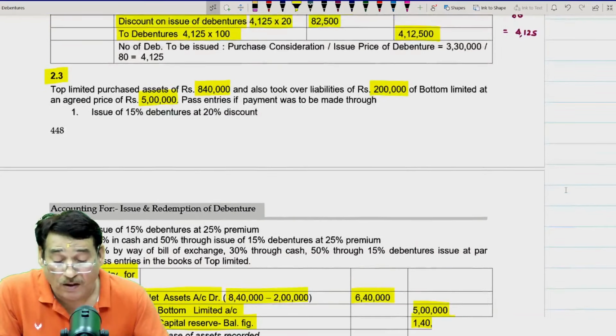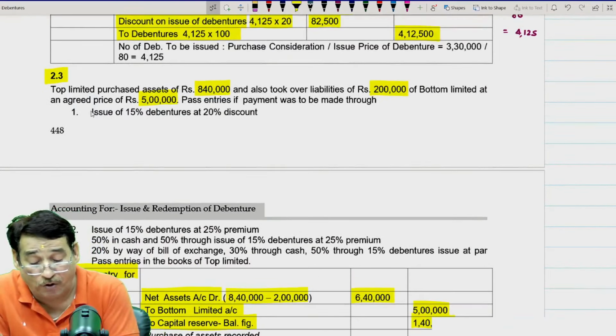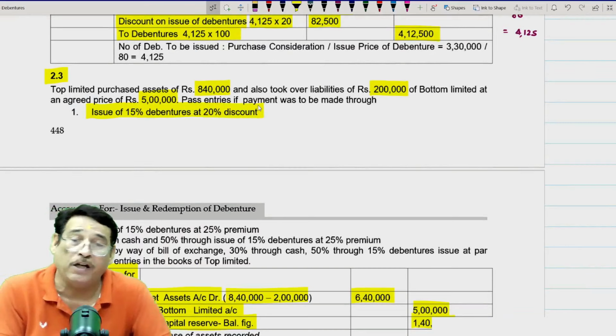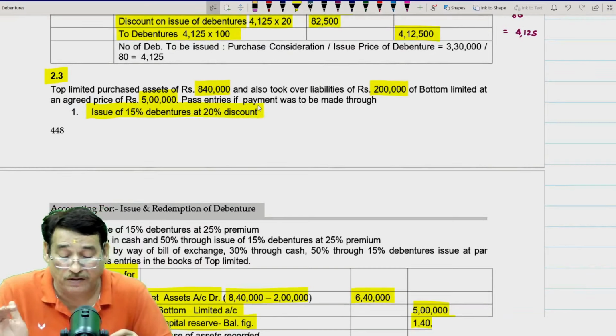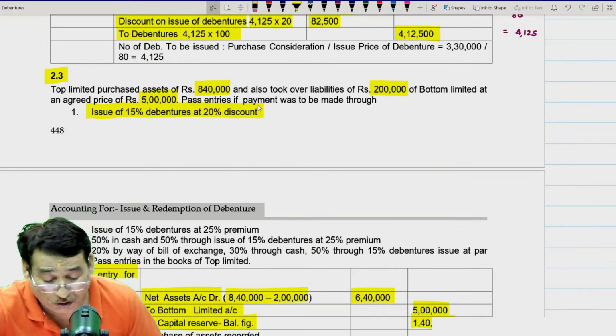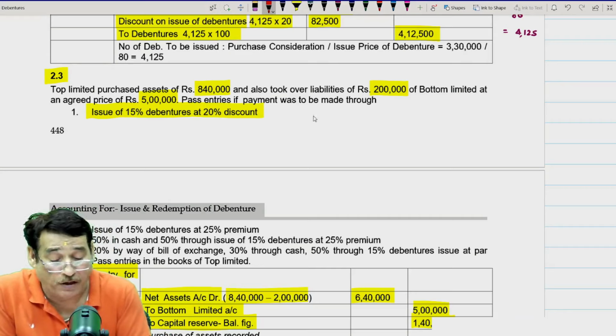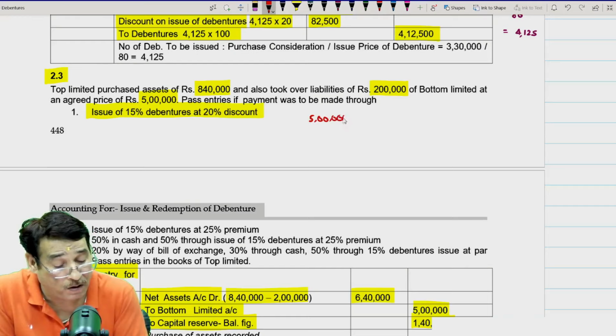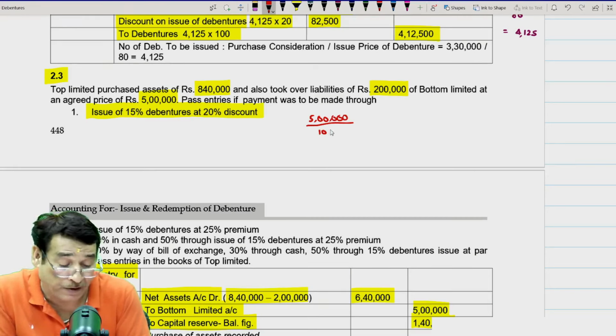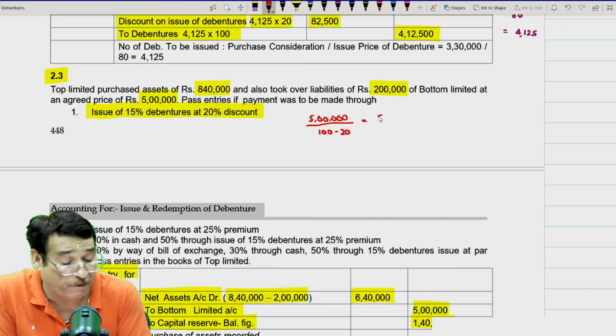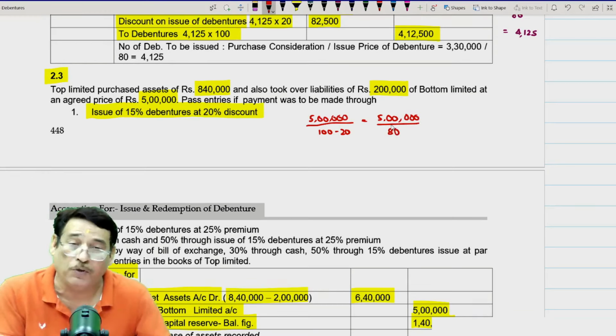Now, in this case, your first point is if issue of debenture is at 20% discount. In that particular case, what we are supposed to do? As I've already told you, how much payment I have to make? I have to make a payment of 5 lakh. And the discount on the debenture is 20%. Face value of the debenture, if not given, we always presume it as 100. So 100 minus 20. So 5 lakh divided by 80 debentures I am going to issue in this particular case.